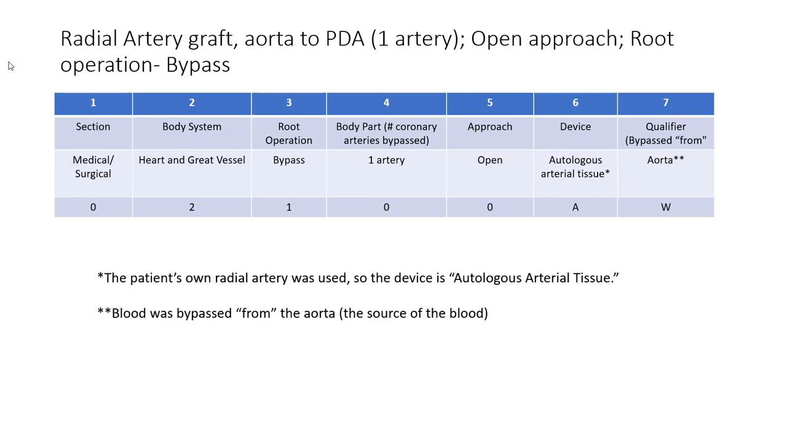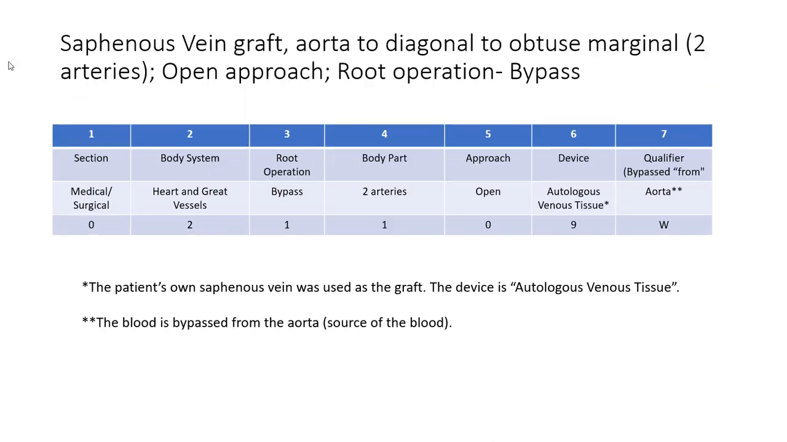So then how do we look at our characters 6 and 7? The autologous arterial tissue. The radial artery, obviously arterial tissue, is the patient's own, so that makes it autologous. So our device is autologous arterial tissue, and bypassed from is the aorta. So that's our 7th character. Our PCS code for this part of the procedure, 02100AW.